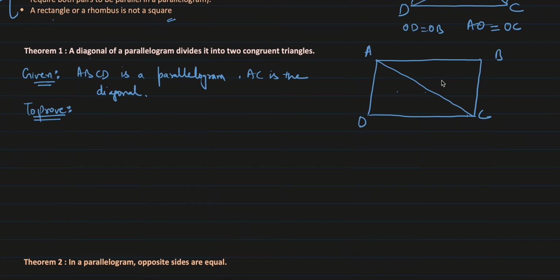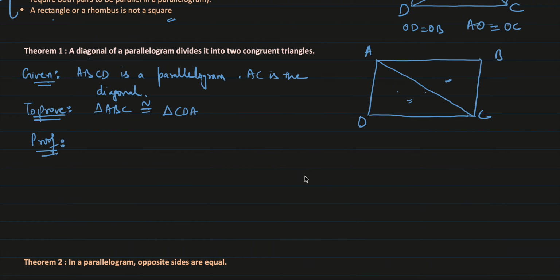Which two triangles do we see? We see a triangle ABC. So triangle ABC is congruent to another triangle. Now the name of another triangle, I'll write it as CDA. I'll tell you why I wrote CDA, not ADC. They both are congruent to each other. This we have to prove. Now let's start with the proof.